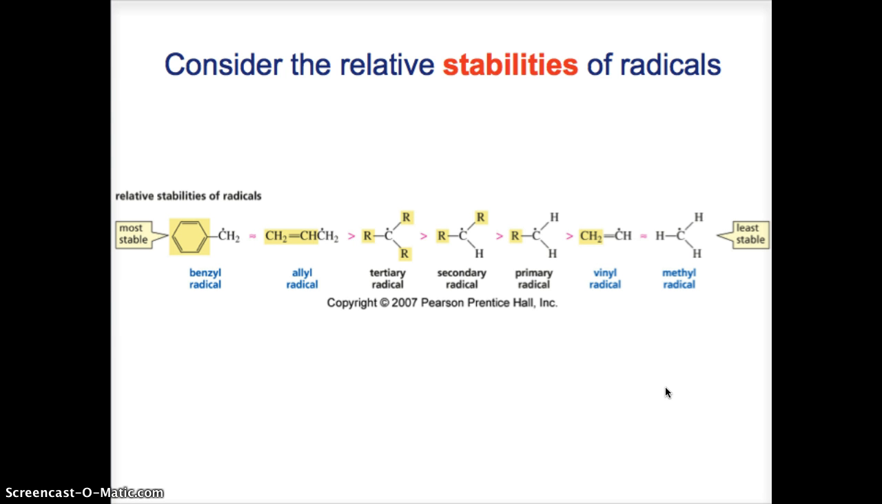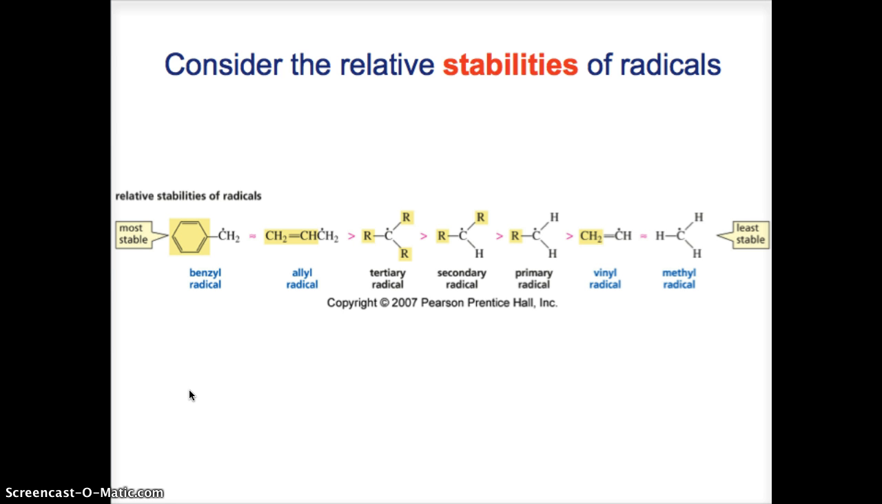So we're still talking about radical substitution of benzylic and allylic hydrogens. And you can see the relative stabilities of radicals. Of these radicals, you can see here's benzyl radical and allyl radical way over on the left being most stable. And then we have tertiary, secondary, primary radicals, and then finally vinyl and methyl radicals being the least stable. Notice there's delocalization of electrons possible in these two way over on the left, making them very, very stable.